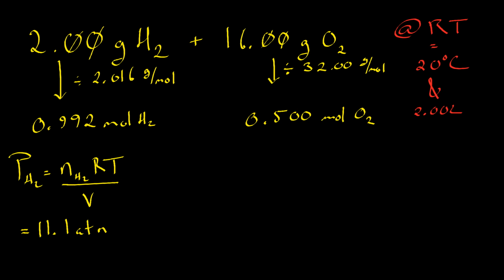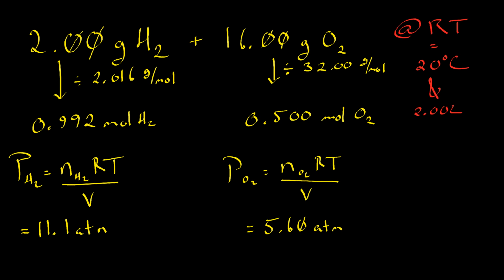All right, anyway, so at 0 degrees Celsius and in a 2-liter container, 0.992 moles of hydrogen will exert 11.1 atmospheres of pressure. Then we do pretty much the exact same calculation for oxygen. Pressure of oxygen is the moles of oxygen times R times T divided by V. So half a mole of oxygen exerts 5.60 atmospheres of pressure in a 2-liter container at 0 degrees Celsius.